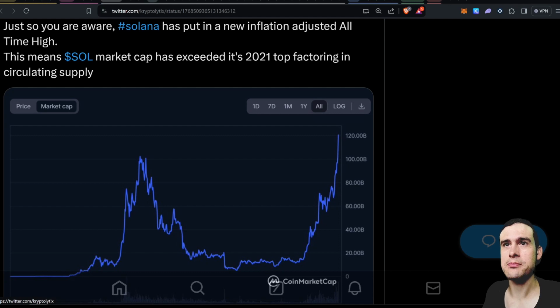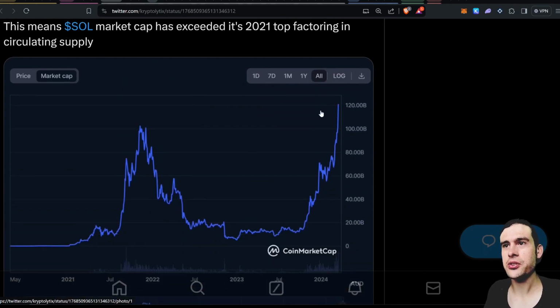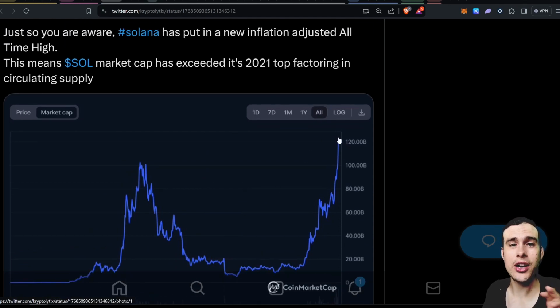So this means Solana's market cap has exceeded its 2021 top, factoring in circulating supply. Right now it's at $120 billion market cap. It got to about 100 billion, just a little bit over, and it's already exceeded that and probably pushing above it now. So there you go. That's what I mean by inflation-adjusted all-time high, when factoring in the market cap. We are at all-time highs technically, but not on price.